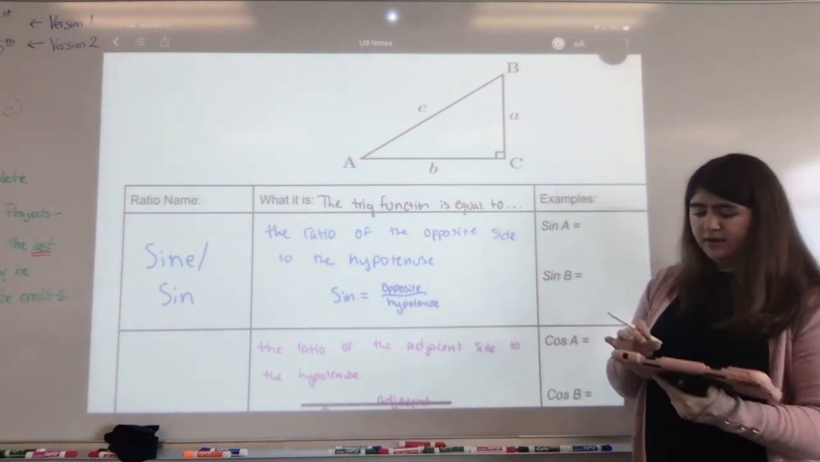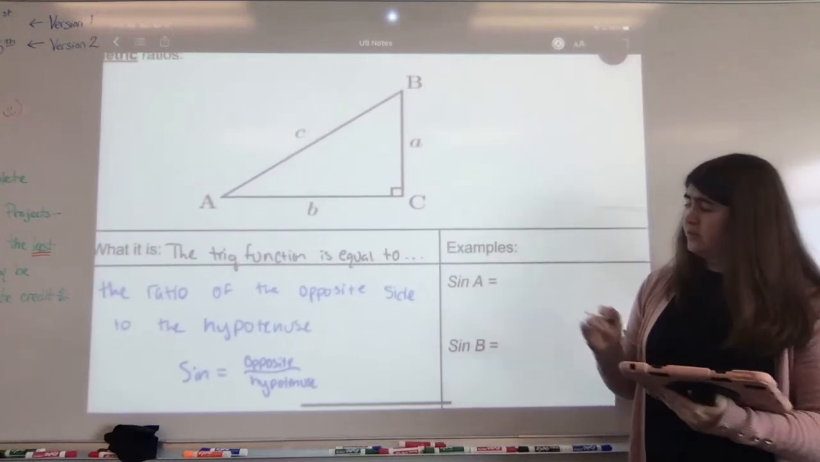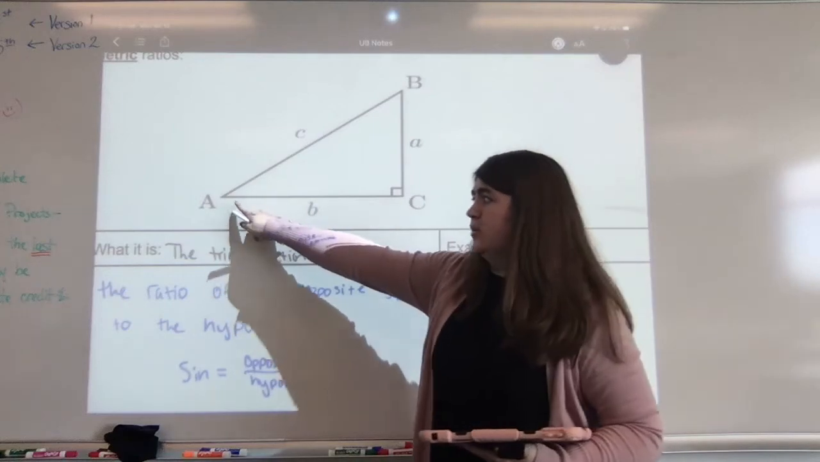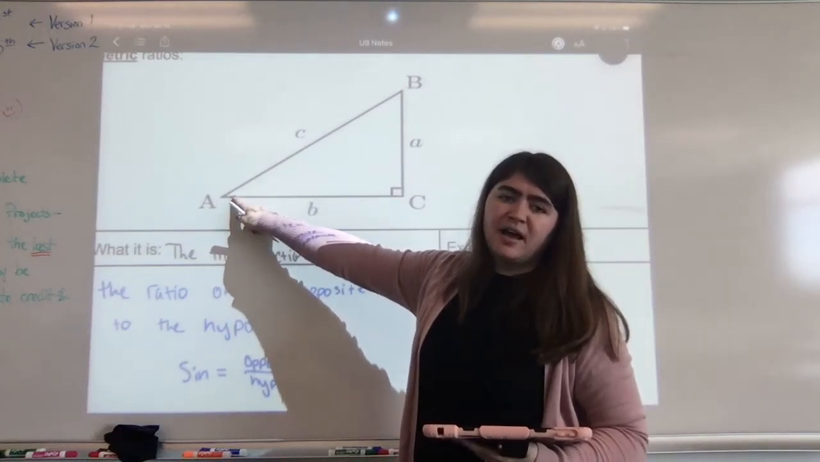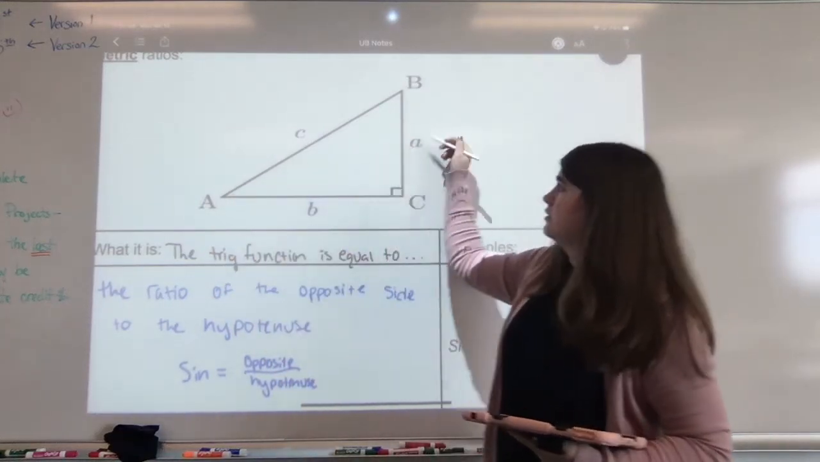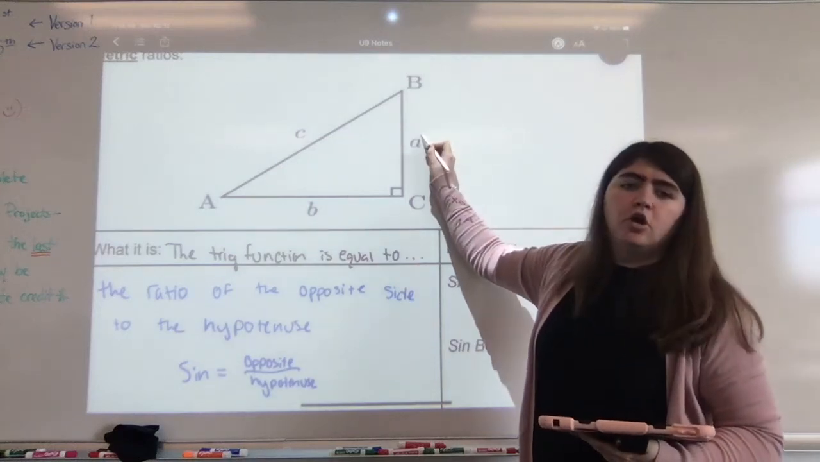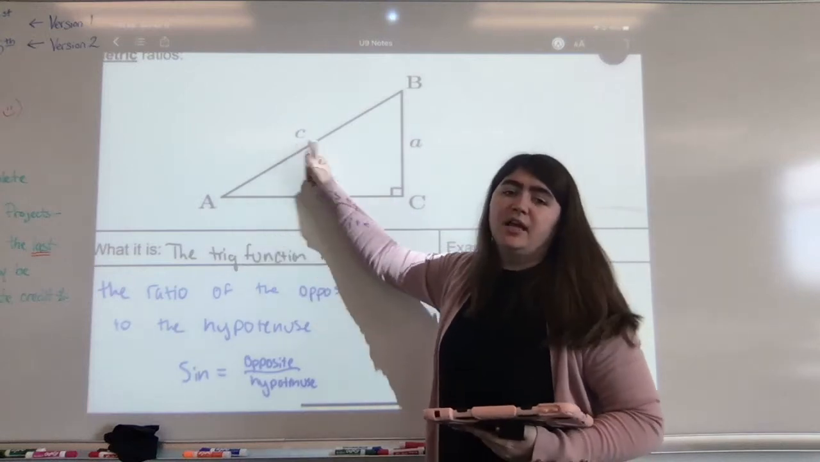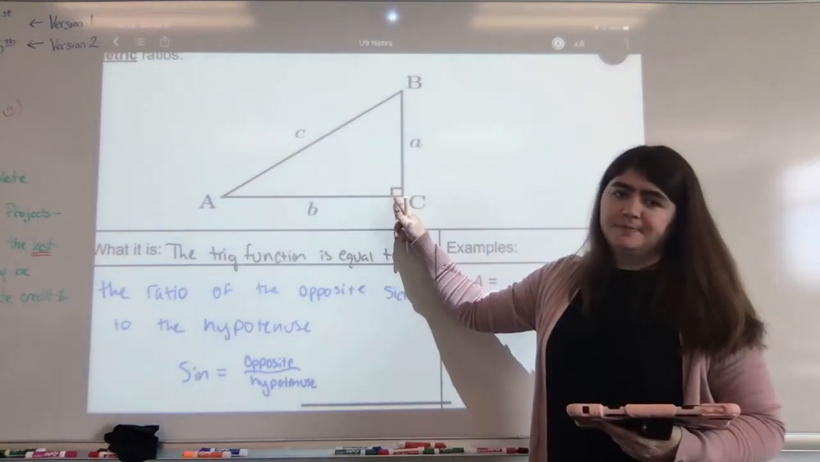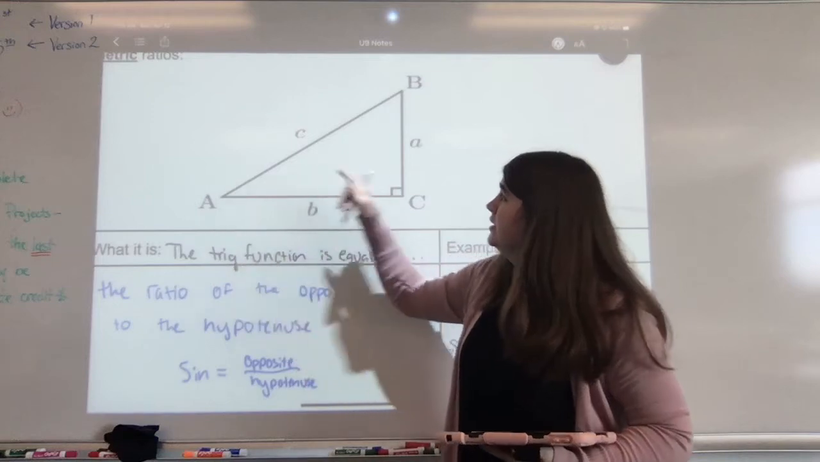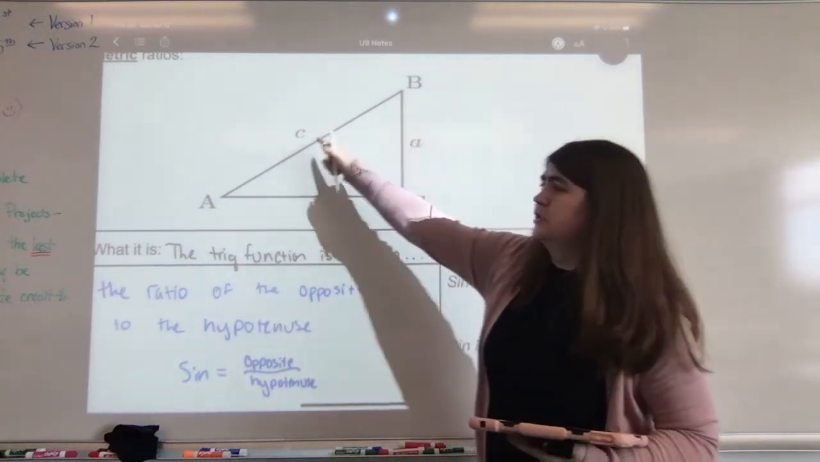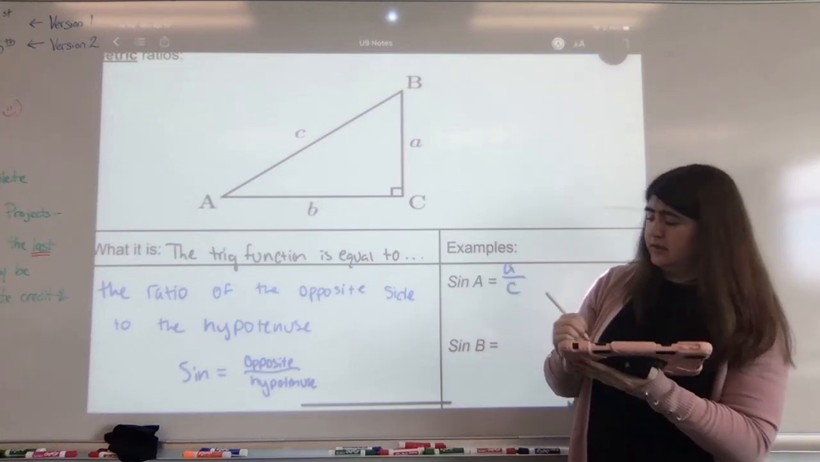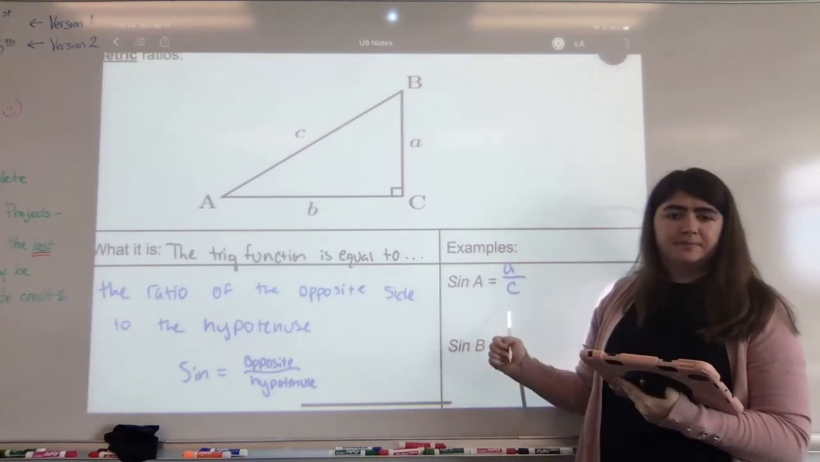So if we look at an example of what exactly that means, let's start with sine of angle A. So the sine of angle A will be equal to the opposite side, which is across the triangle, that's side A, over the hypotenuse, which is C, which is our longest side and is across from the 90-degree angle. So the sine of angle A is equal to the ratio of A to C. We're going to write that out, A to C. That's how it's written, A over C.